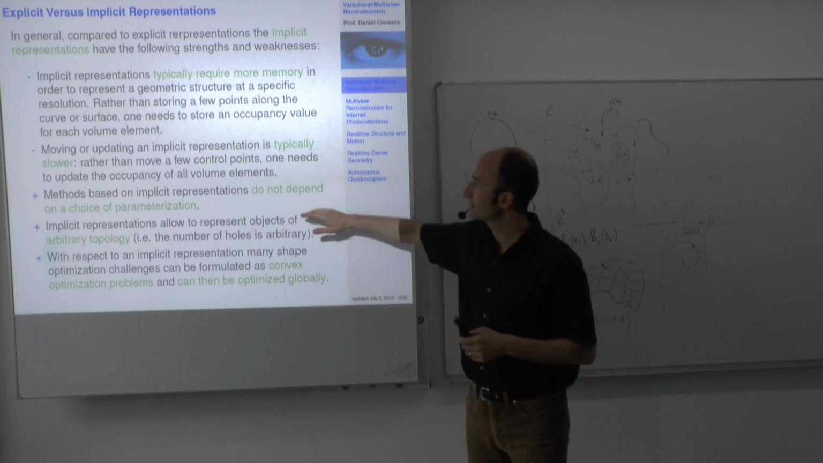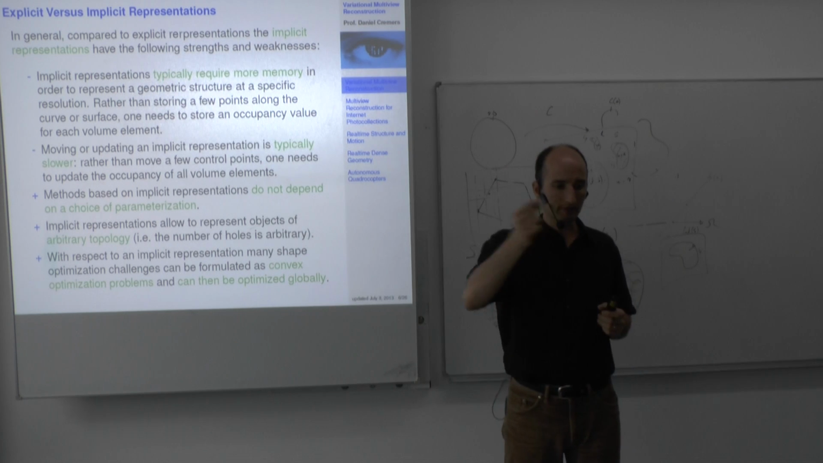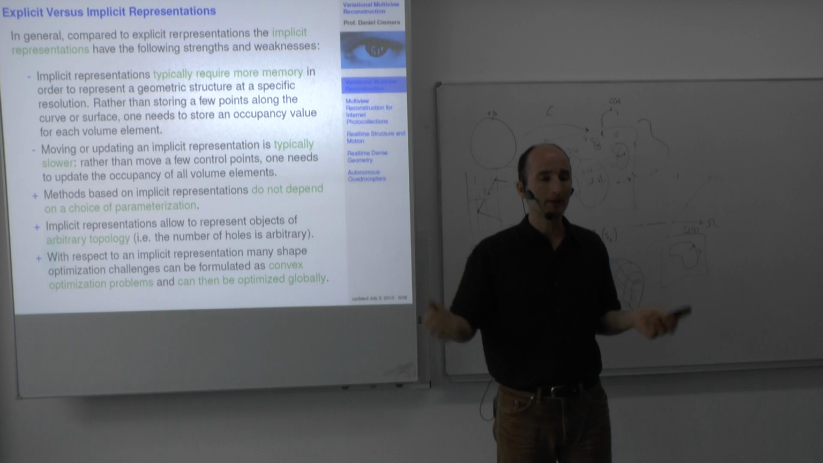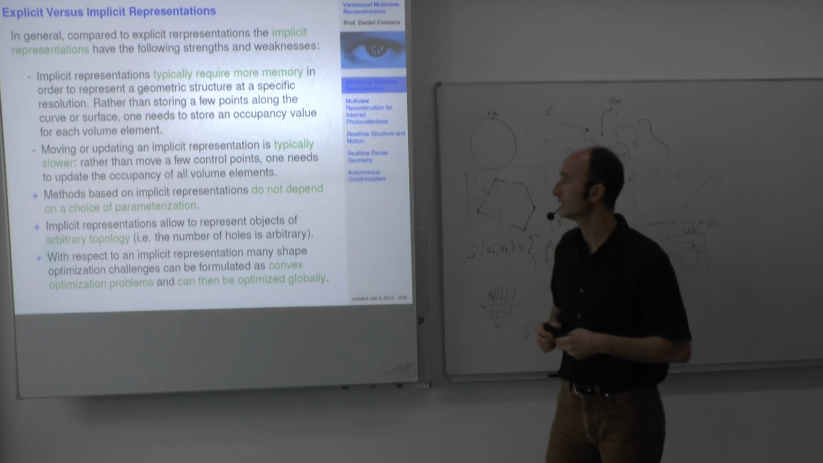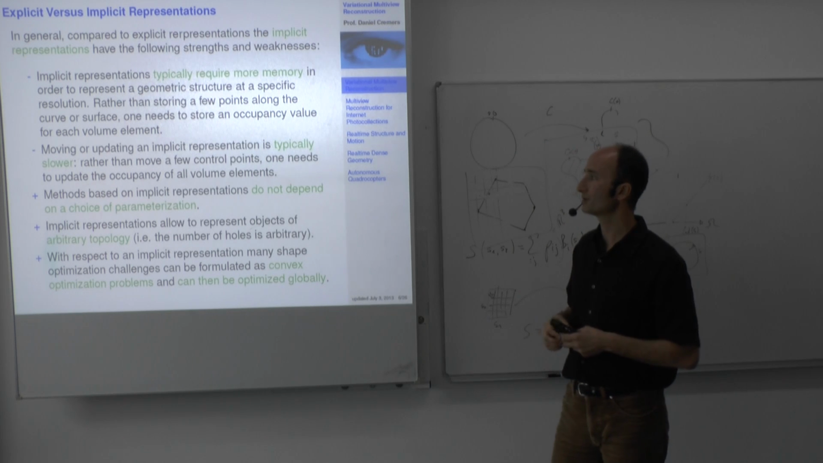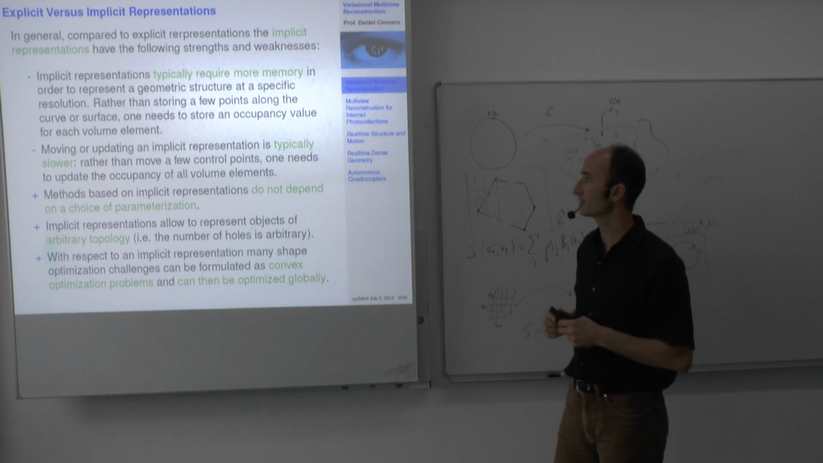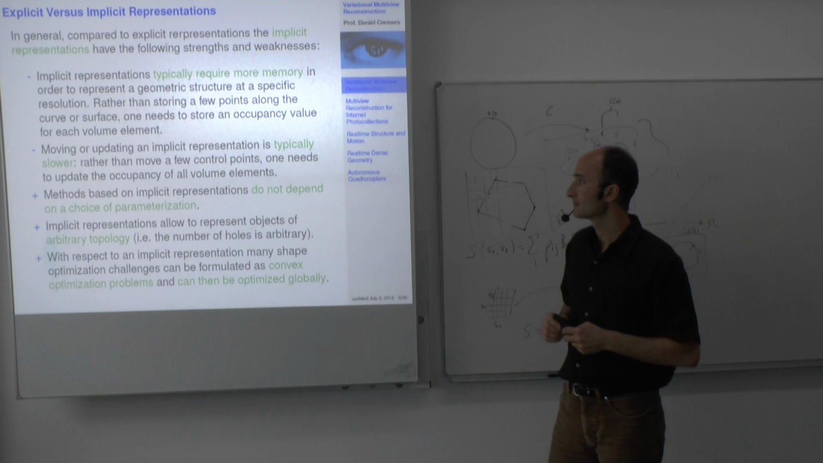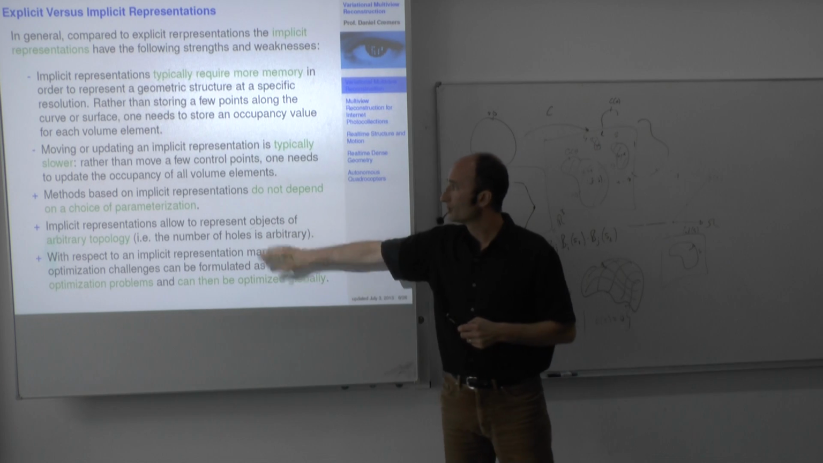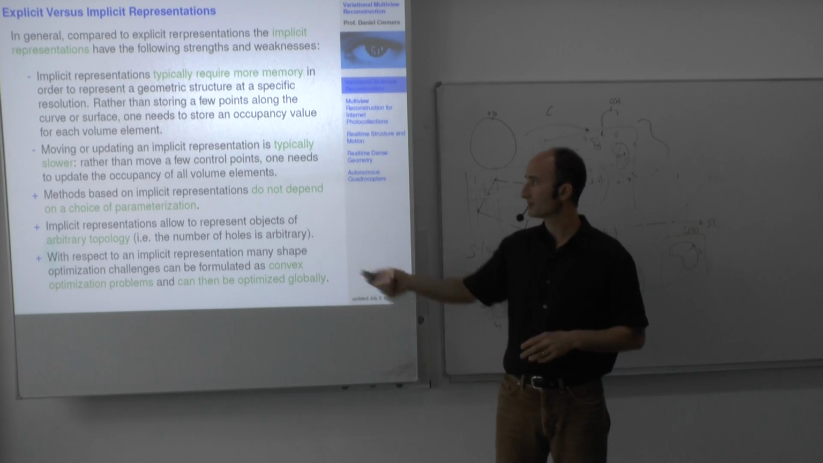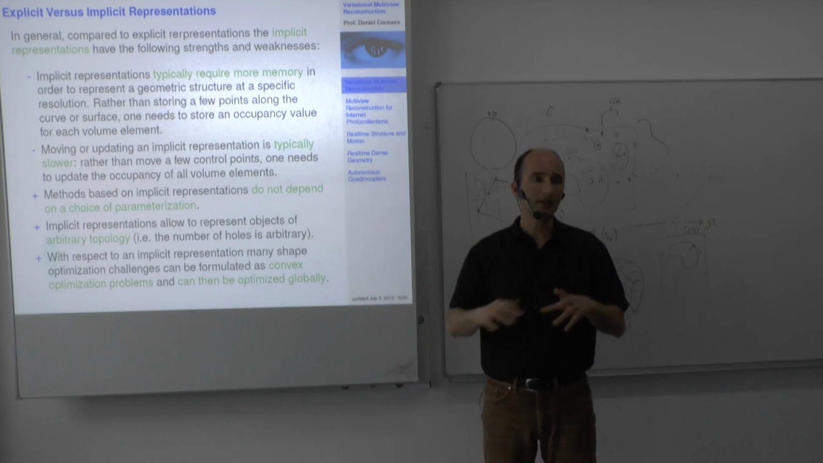And so with implicit representations, for example, if you have a binary labeling of your ambient space, there is no ambiguity, there is no redundancy, there are no multiple representations of the same structure. And as I mentioned, the topology is not fixed. You can represent arbitrary topology, so any number of holes.